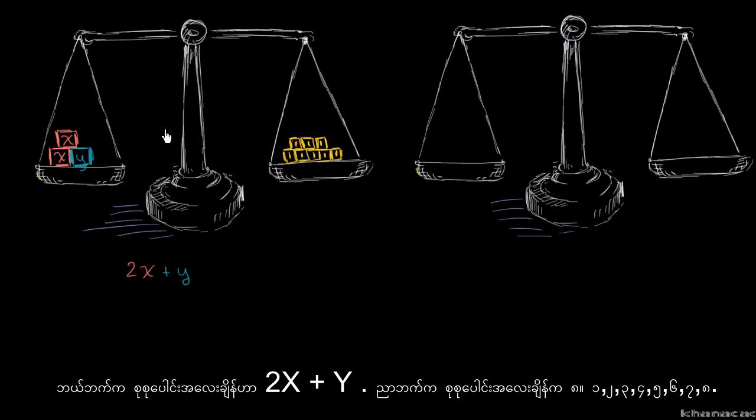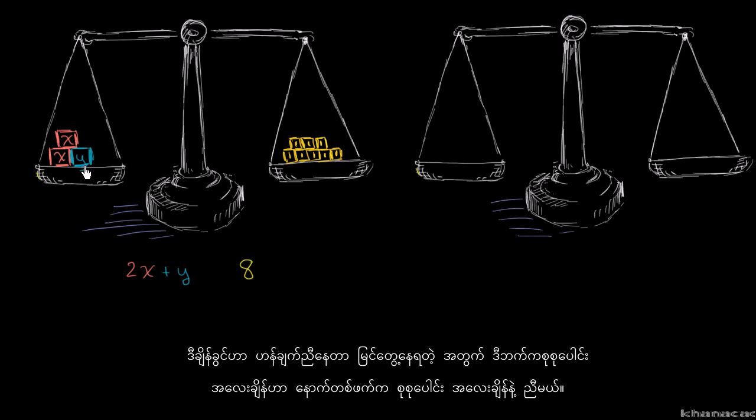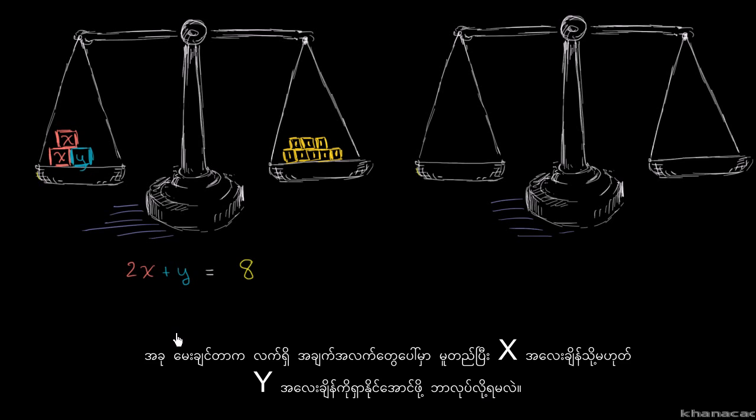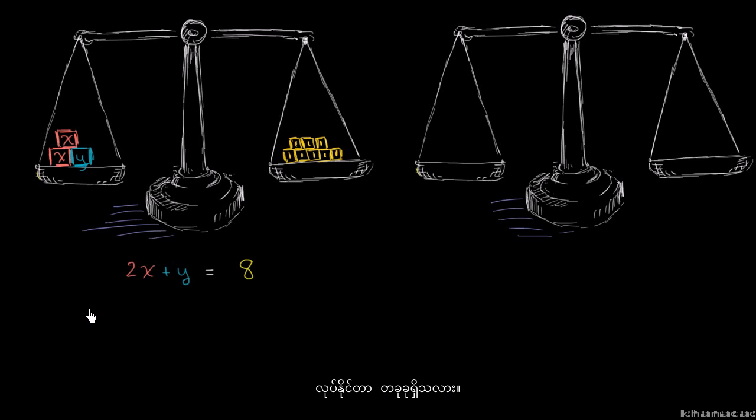The total mass on the right-hand side is just 8. 1, 2, 3, 4, 5, 6, 7, 8. It is equal to 8. And since we see that the scale is balanced, this total mass must be equal to this total mass, so we can write an equal sign there. Now my question to you is, is there anything we can do, just based on the information that we have here, to solve for either the mass x or the mass y?